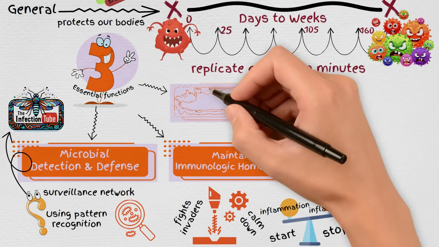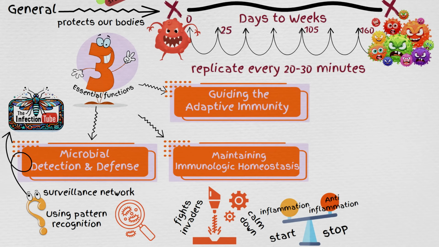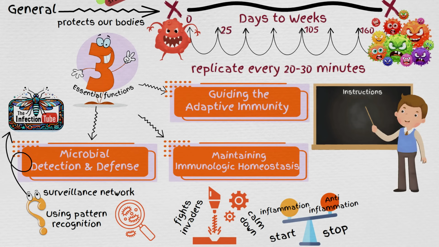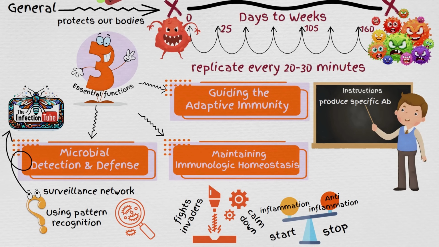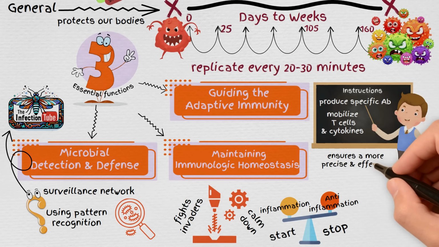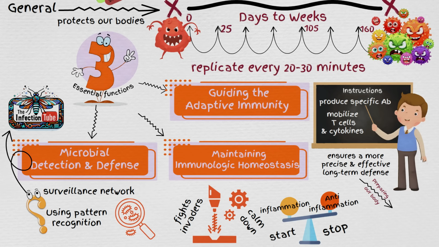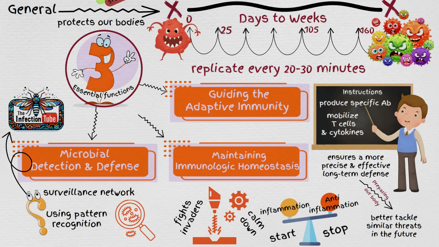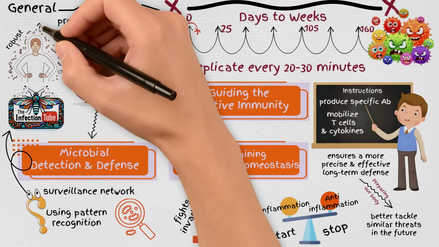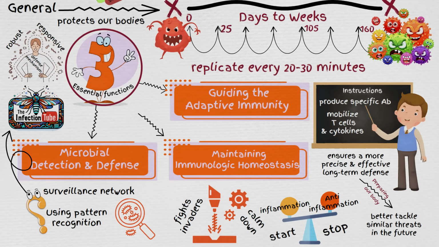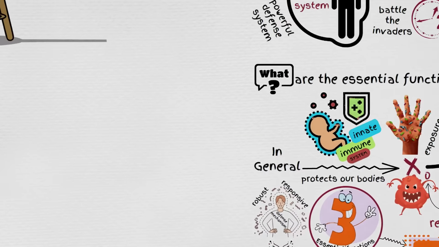And Function 3. Guiding the adaptive immune system. Beyond immediate defense, the innate immune system plays a critical role in orchestrating a more tailored and powerful response. It acts as a teacher, instructing the adaptive immune system on how to produce specific antibodies and mobilize T cells and cytokines against invaders. This ensures a more precise and effective long-term defense, preparing our bodies to better tackle similar threats in the future. Together, these functions of the innate immune system lay the foundation for a robust and responsive defense mechanism, crucial for our survival in a world teeming with microscopic threats.